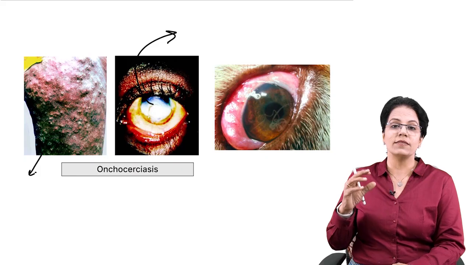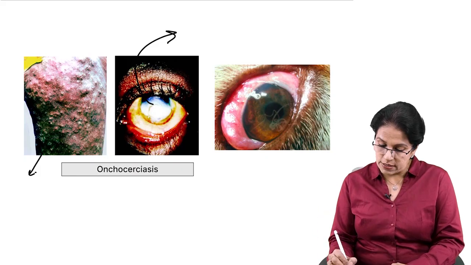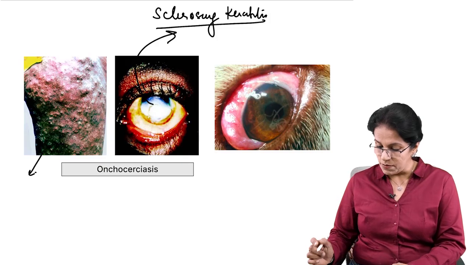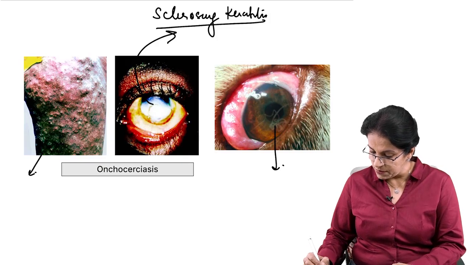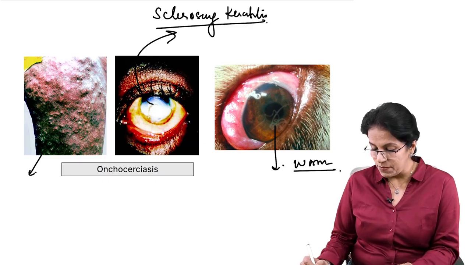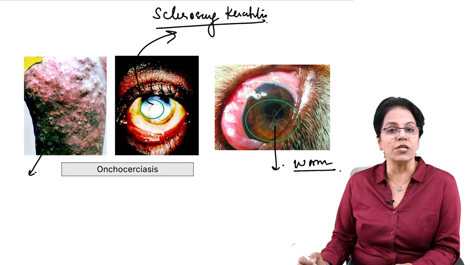Can you see the cornea is white just as sclera? We call it sclerosing keratitis. This is your sclerosing keratitis, right? And of course, sometimes you can see the actual worm inside the anterior chamber. So here we can see the actual worm inside the anterior chamber.